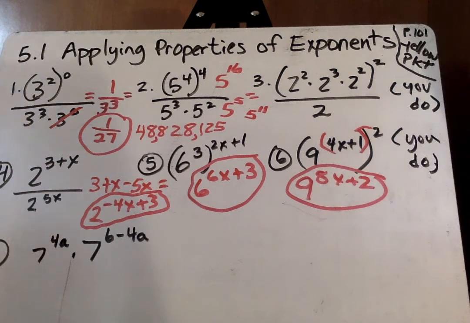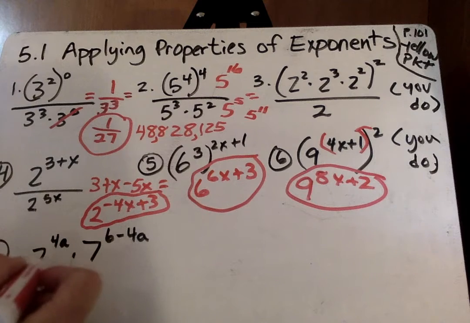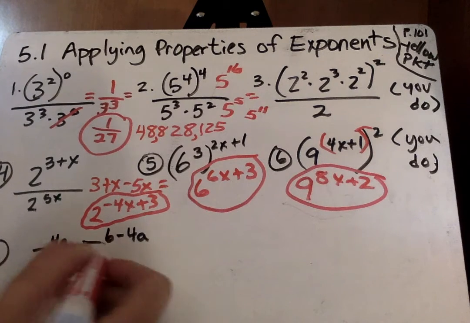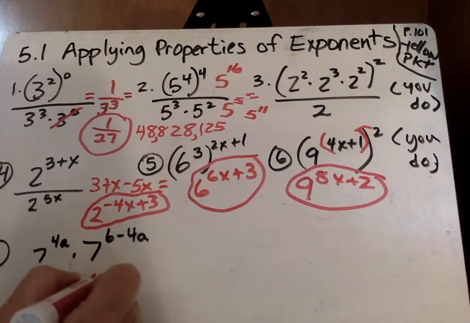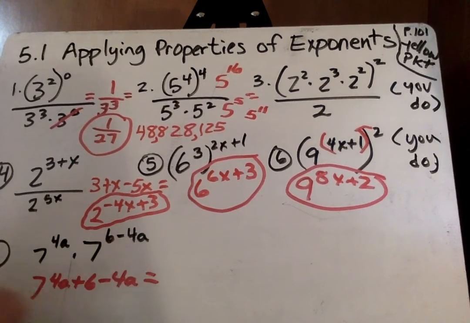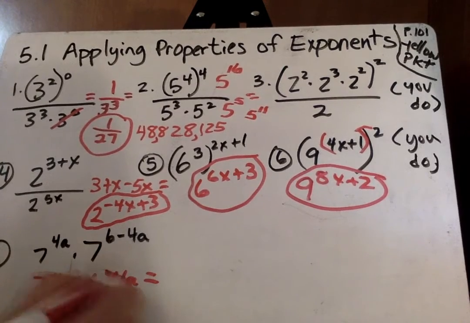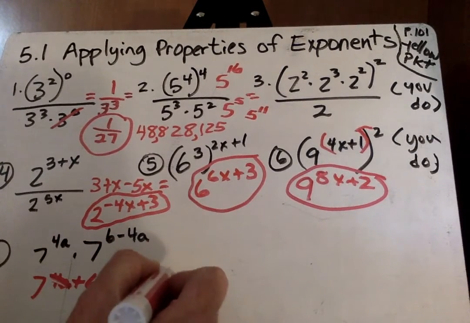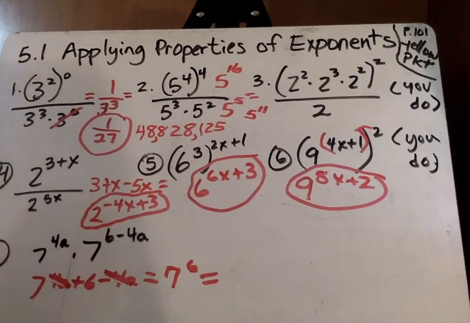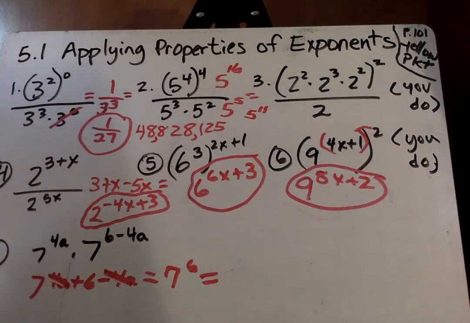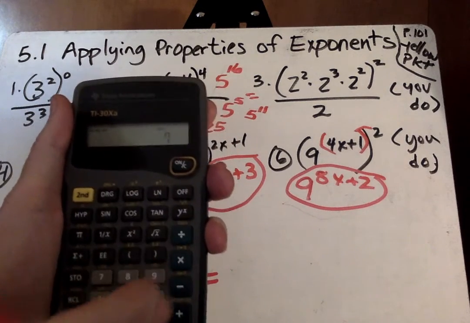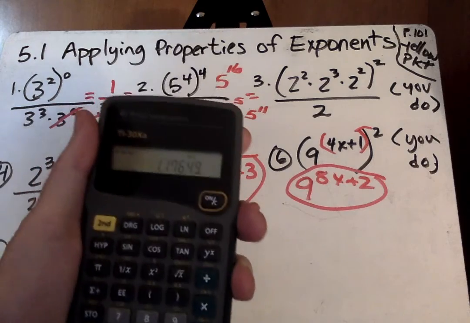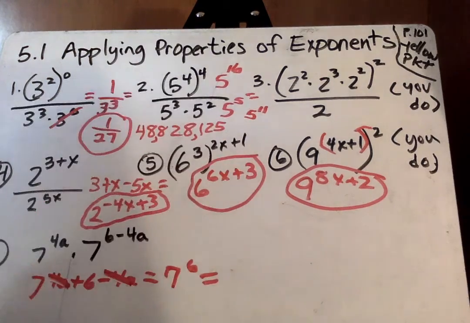Next, we're going to go on to number 7. Since we're multiplying the same base here, we're going to add the exponents. So we get 7 to the 4a plus 6 minus 4a. So 4a minus 4a, that goes away. So you're left with 7 to the 6th power. And if we wanted to have that in numerical form, 7 y to the x 6 equals 117,649.